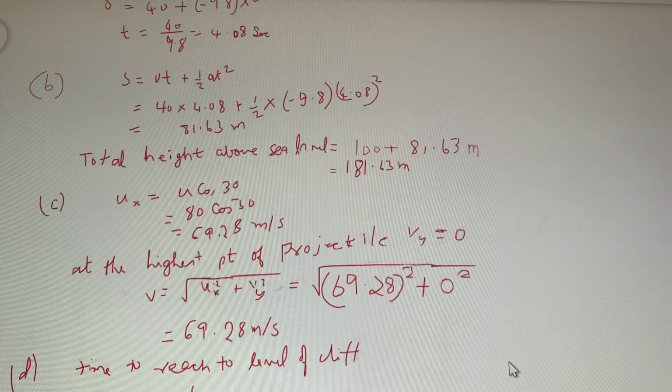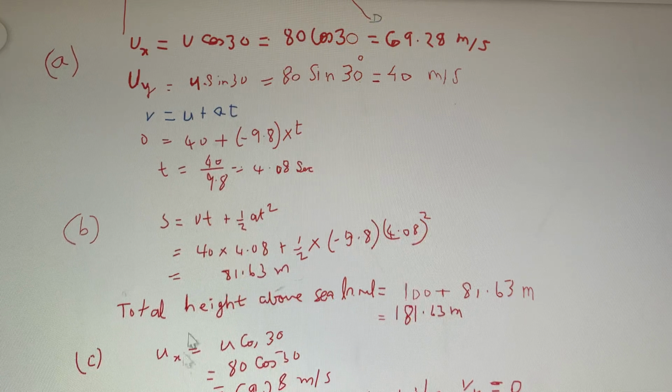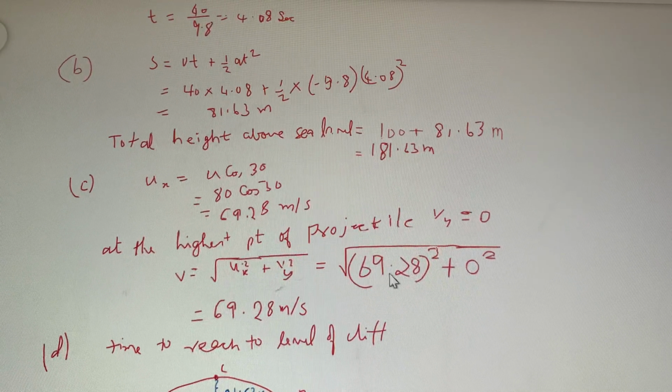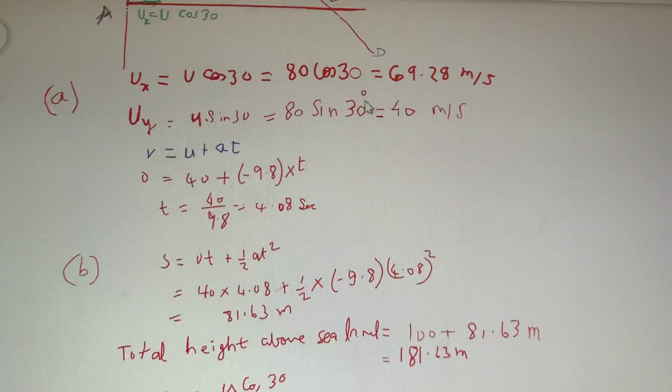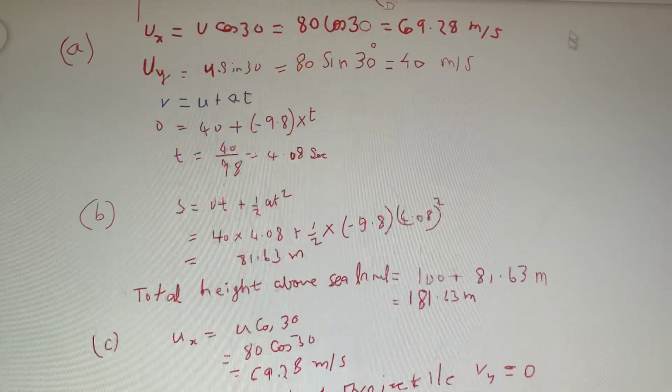Now in part C, we have to figure out how much is the velocity at the highest point, which is here. So we already know that the vy component, which is the velocity's y component, is 0 here. We just need to figure out how much is ux. So ux we have already simplified, which is 69.28. And if we find the total velocity, that will be the root of ux squared plus uy squared. And that will become 69.28 squared plus 0 squared, which is still 69.28. So at the highest point of the projectile, there is only one velocity which is working, and that is the horizontal component of the velocity. So our answer will be the same, 69.28.